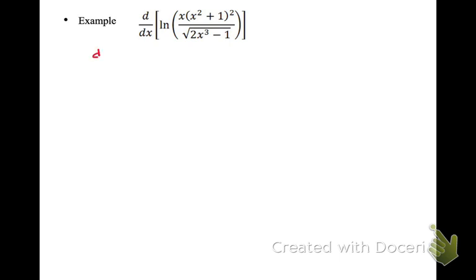d/dx of the natural log of the numerator, x squared plus 1 squared, right? Minus the natural log of, can I just make this 2x cubed minus 1 to the half? Minus 1 to the 1/2.